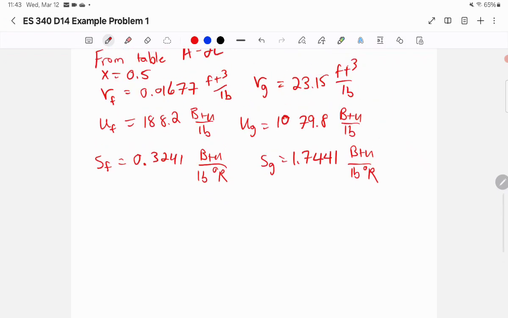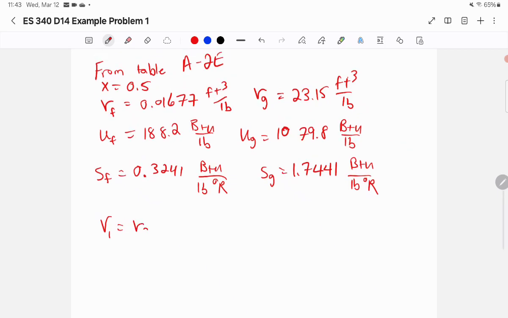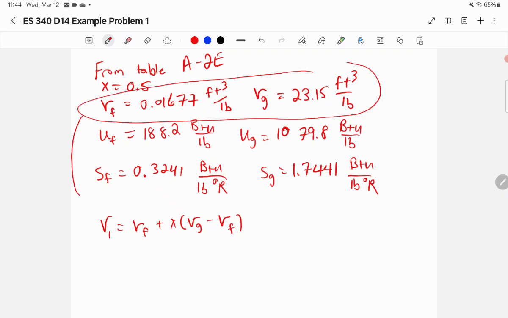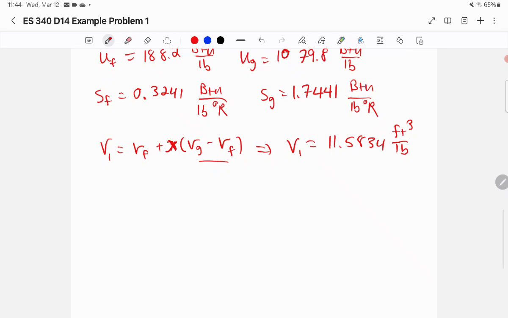And we can just use the equations, right? So V1 is going to be equal to VF plus X times VG minus VF. And if I substitute these values into this equation, I find out V1 is equal to 11.5834 feet cubed per pound. Remember, this equation is used whenever we have a quality, or if we have to find a quality. You can also use this equation, rearranged.